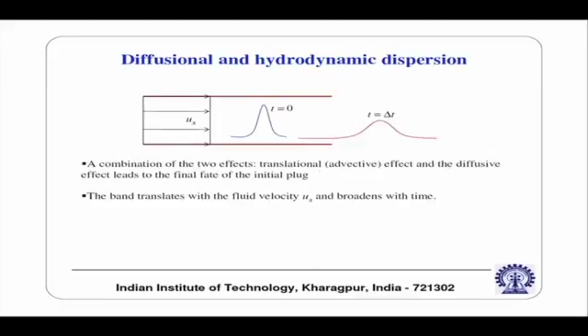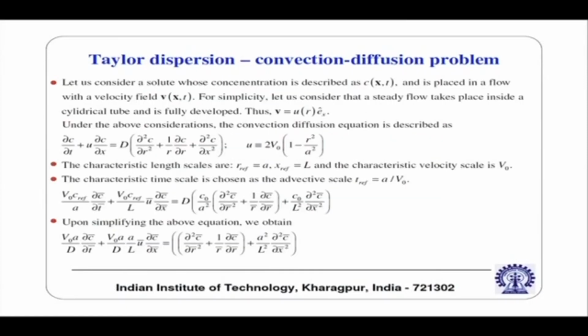In reality the combination is what is there. So you have the effect of flow plus the effect of diffusion relative to the flow. These two effects combined together give rise to a translation as well as broadening of the solutal band, and we want to get a mathematical picture of that. There are many ways to address this mathematically. For this particular course we will consider a theory which is known as Taylor's dispersion theory.